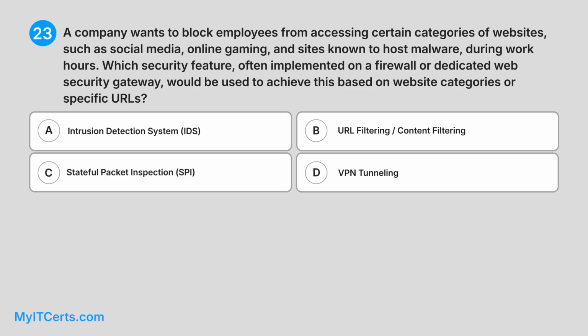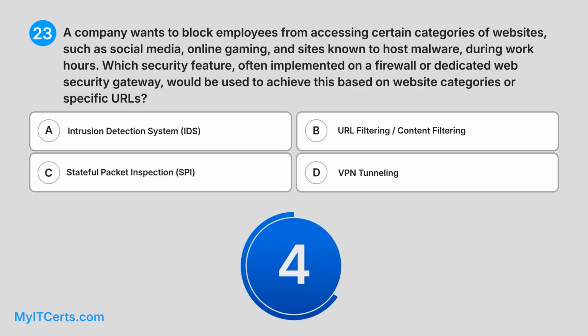A. Intrusion Detection System, IDS. B. URL filtering / content filtering. C. Stateful Packet Inspection, SPI. D. VPN tunneling. Can you guess the answer?